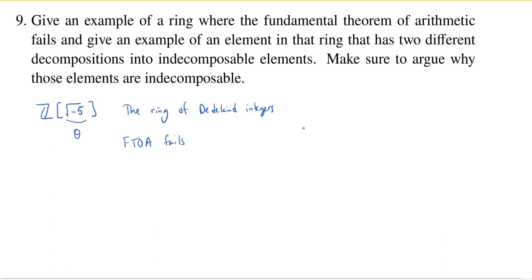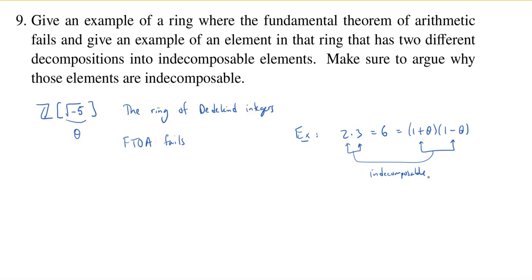So the canonical example is the number 6, which you can write as 2 times 3, but also as 1 plus theta times 1 minus theta. And we can use an argument, which I'll show in a little bit, to show that each one of these 4, so the 2, the 3, the 1 plus theta, and the 1 minus theta, are all indecomposable. But this then is two different factorizations.